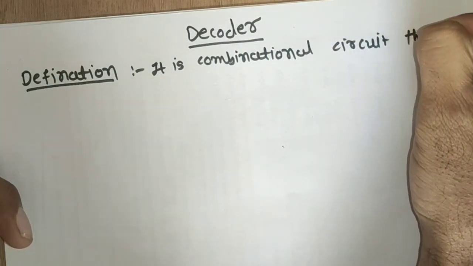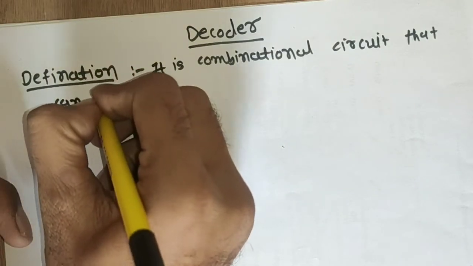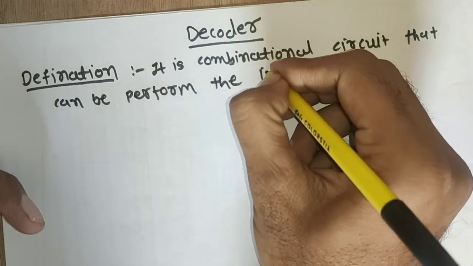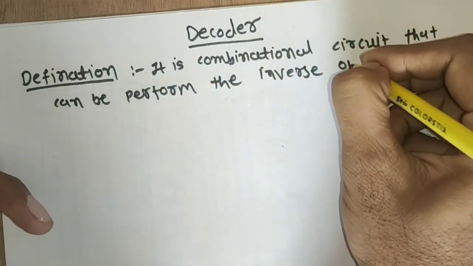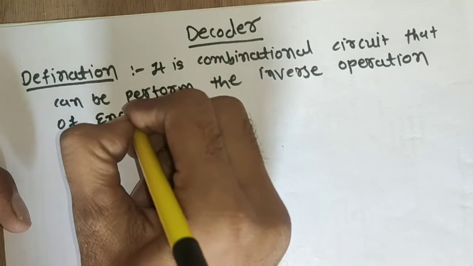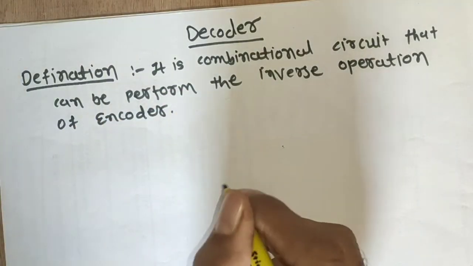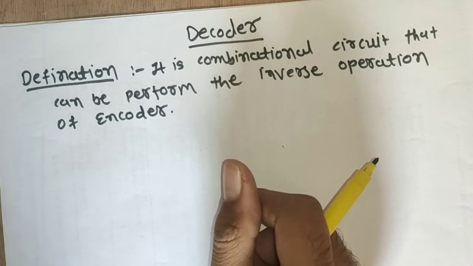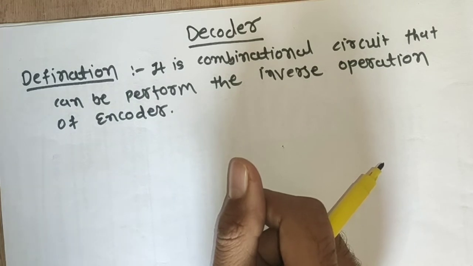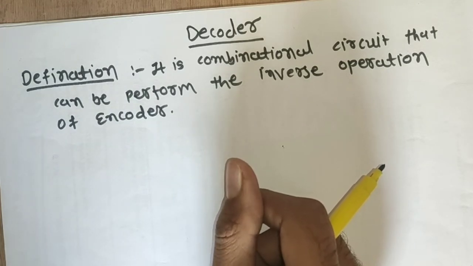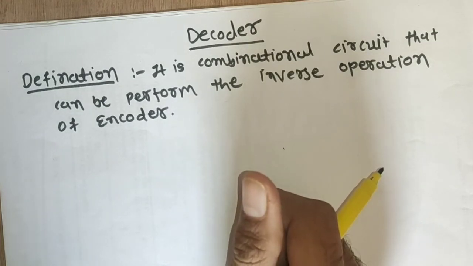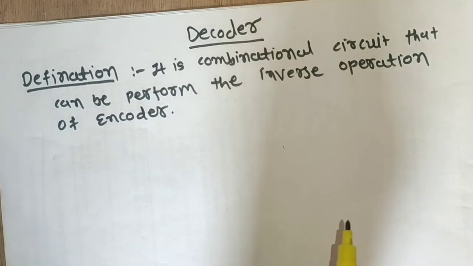A circuit that can perform the inverse operation of an encoder. Right, so this is a combinational circuit. Dear students, we all know that if any device is a combinational circuit, that means it does not require any memory elements. So the decoder is a combinational circuit that can perform the inverse operation of the encoder.